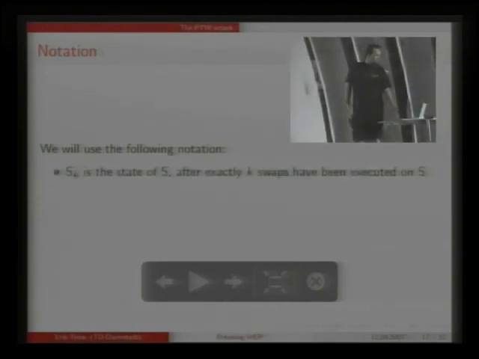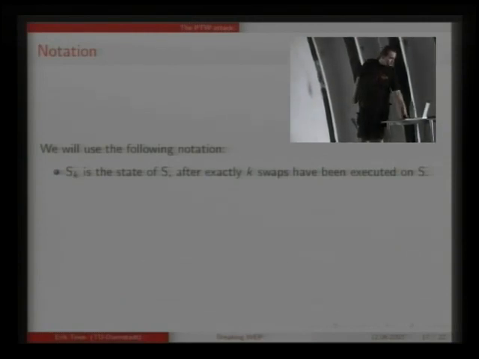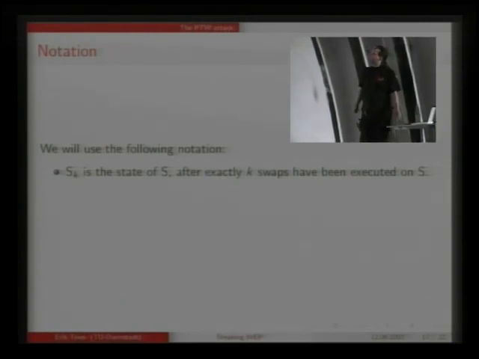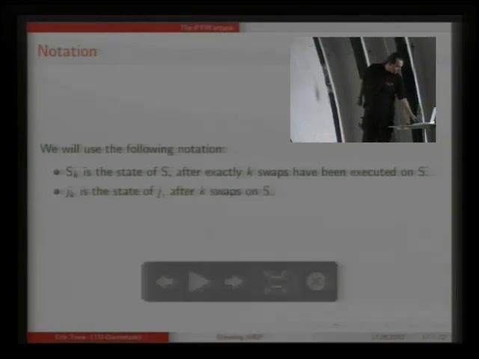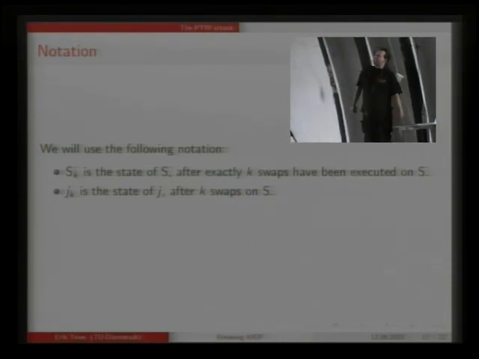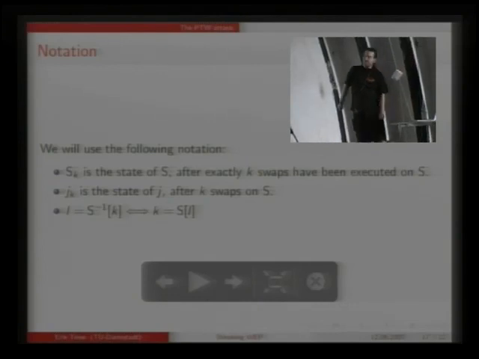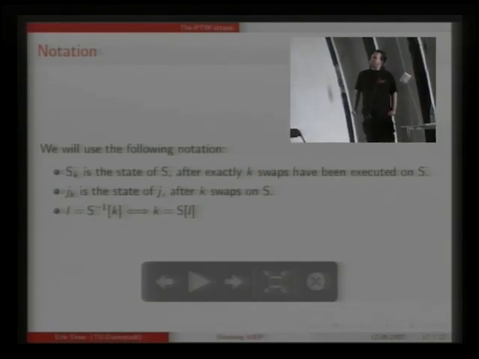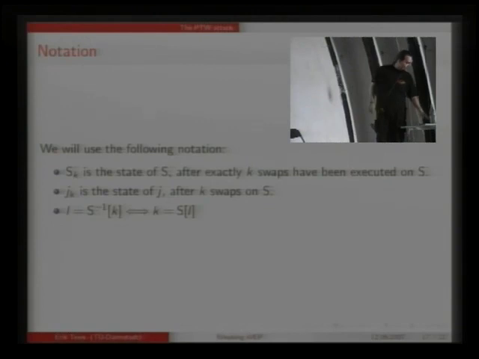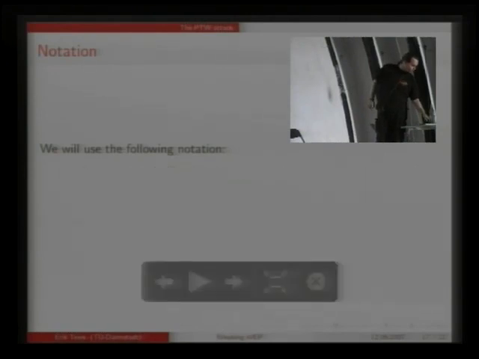Sk is an initial permutation S after exactly k swaps have been executed on S. And J is the value of J after k swaps have been executed on S. And S^-1 means the inverse function of S, or the inverse permutation.